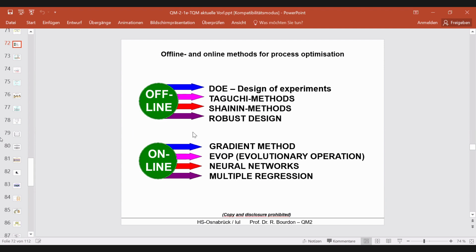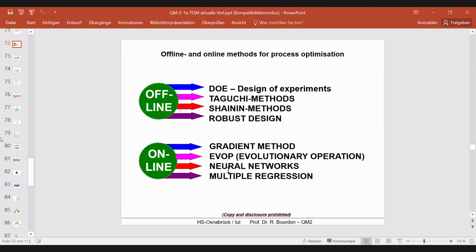This means these methods are performed before the series production is starting. So we have a series production of 100,000 parts a year or 500,000, and it is the goal to take DOE methods before starting the process to find optimum process conditions. This is the goal. So this is a part of the development process in the beginning and the planning of the production. It's before the production starts.